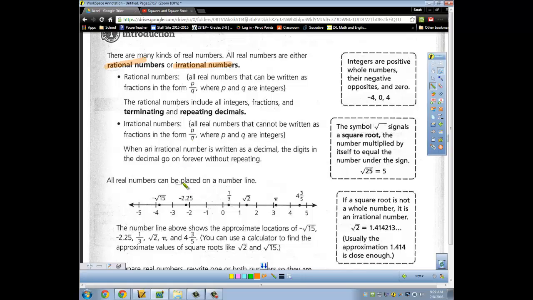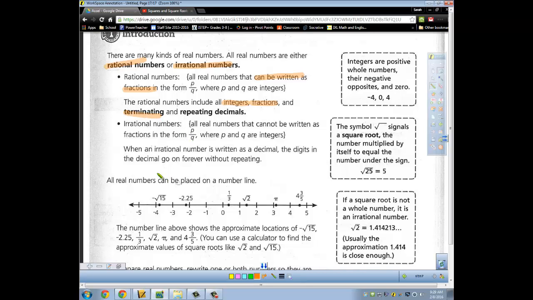Rational numbers. Rational comes from the word ratio, which means fraction. So rational numbers are all numbers that can be written as a fraction. Examples of these are integers, so any whole number, positive or negative. Fractions, it's pretty obvious a fraction can be written as a fraction.